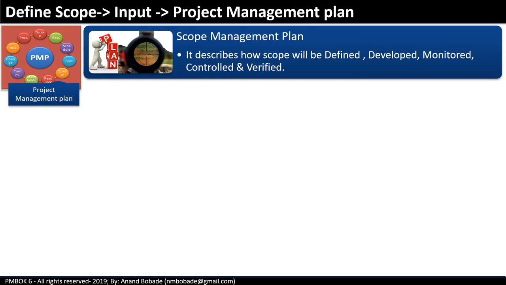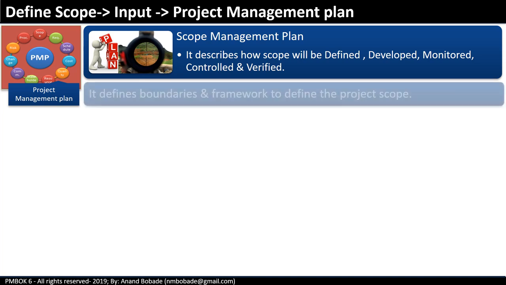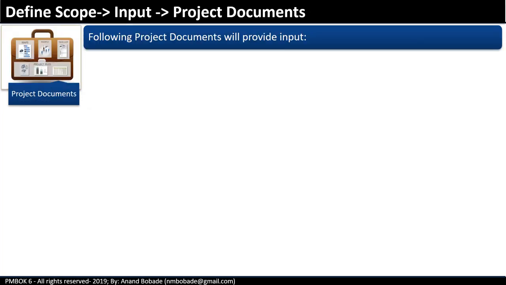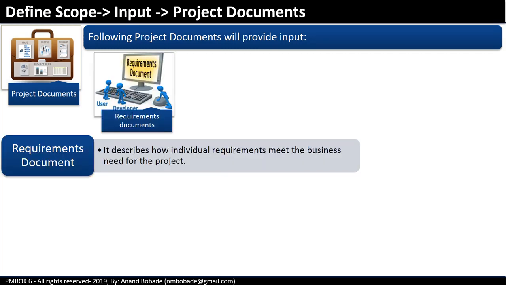Scope management plan, which is a subsidiary plan of the project management plan, will have documented details about how to do all the scope management processes, including the define scope process. It will provide a framework to define the project scope. The key project document that can be used to define scope is the requirements document.